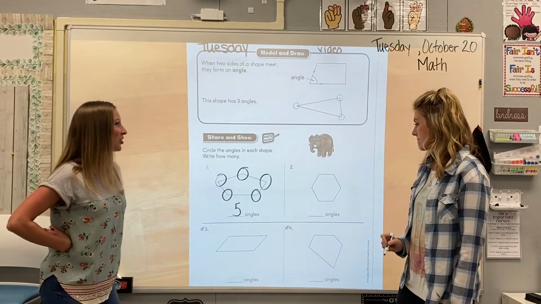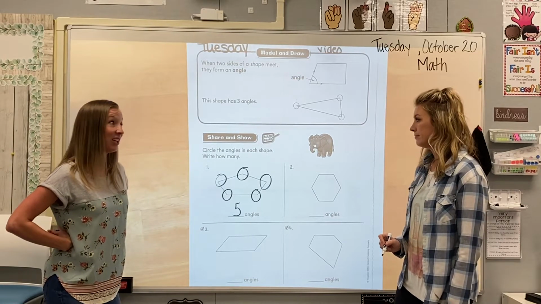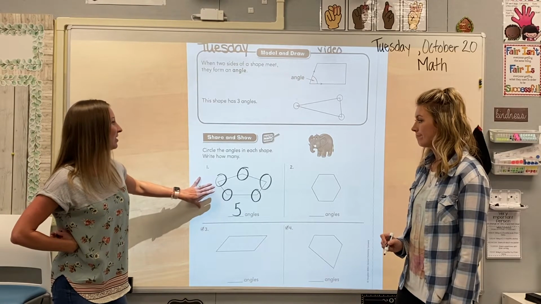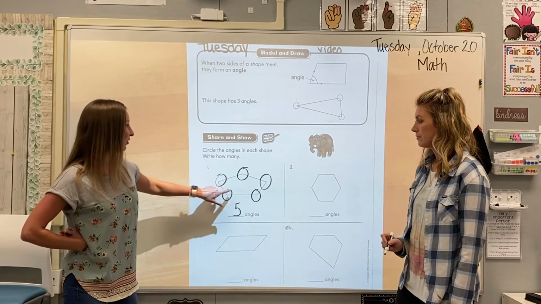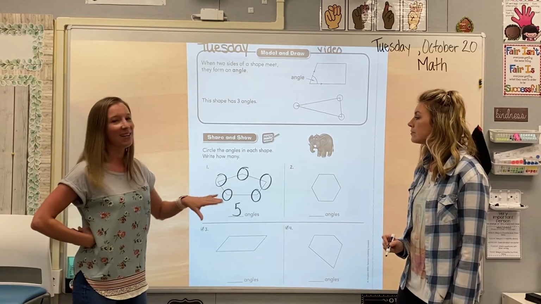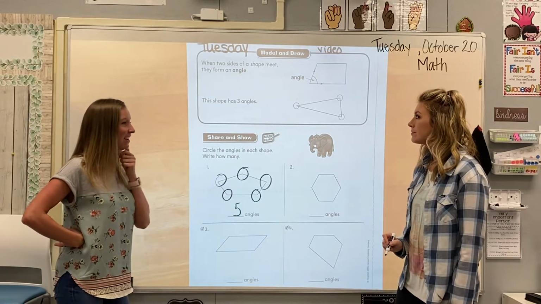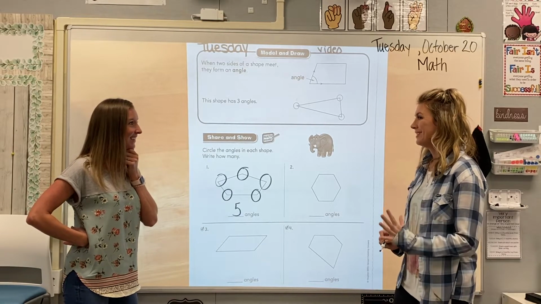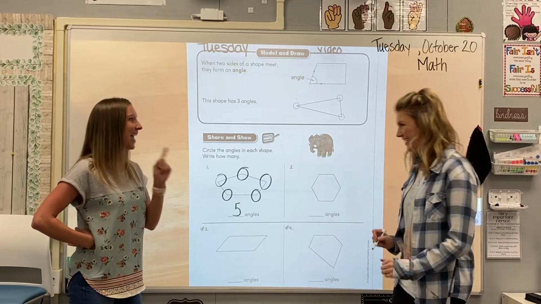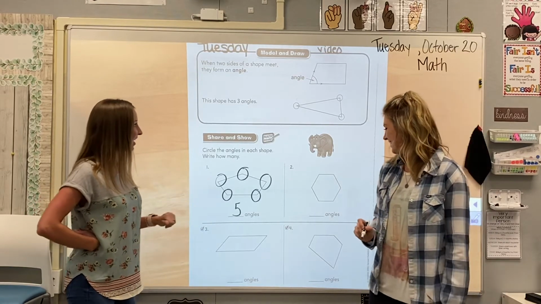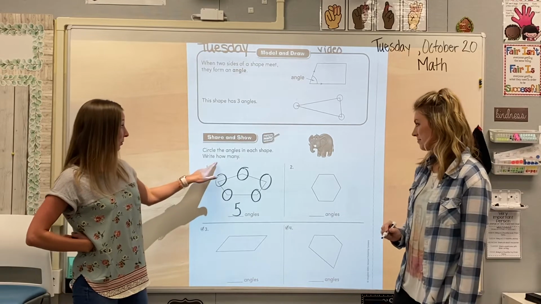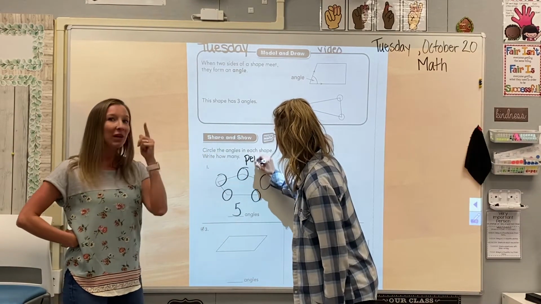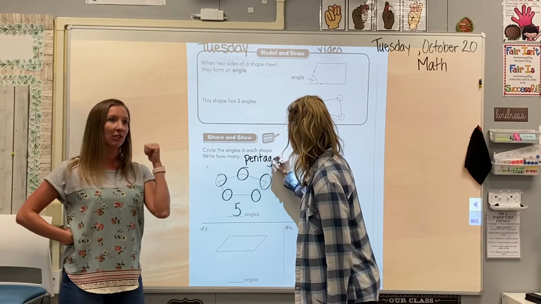Now, I do have a little challenge question for you. Okay. Because I love a good challenge. If this has 5 angles, and I'm noticing there's also 5 sides, do you remember the name for a shape with 5 sides? I know 5 is pent. Pentagon. Yeah, this shape is a pentagon. If you want to challenge yourself to write the name of the shape on there, you can. You don't have to, but what a great way to challenge your mind and go back to what we've been learning for the last few days.